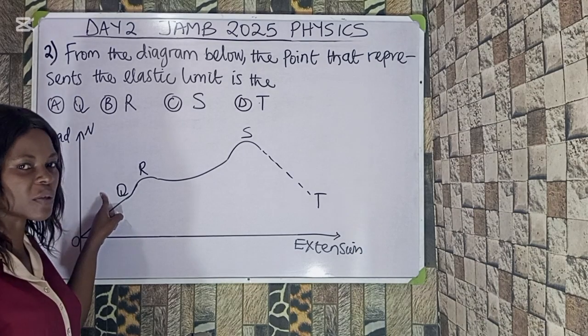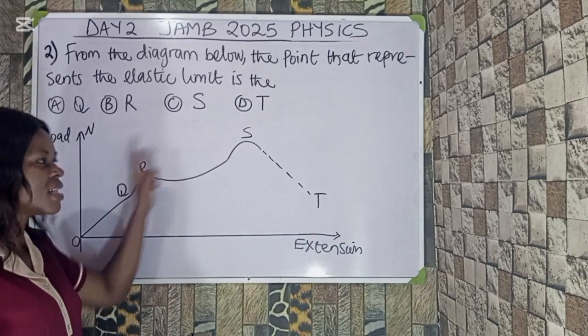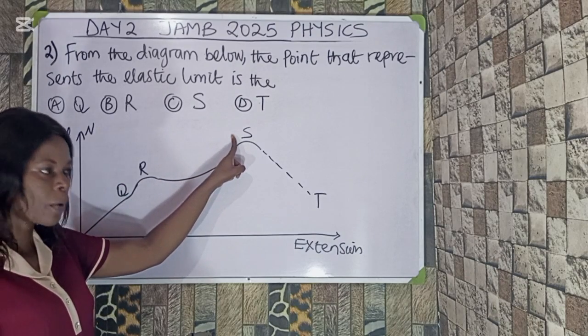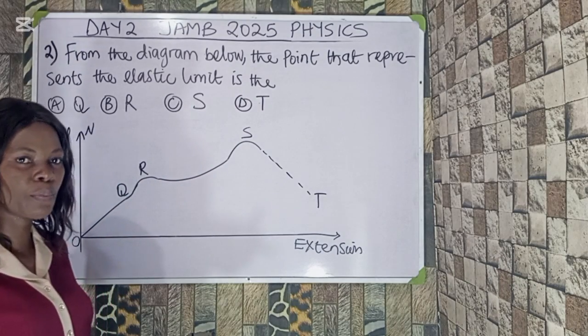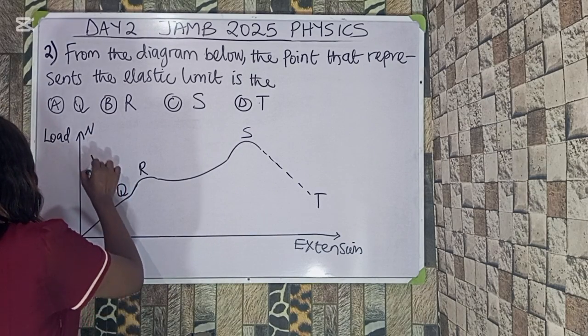So you must know what each point stands for. This point stands for proportionality limit, while this is elastic limit. This is yield point, while this is breaking point. So in case you see it, let me just write it. This one stands for what? Is that clear?